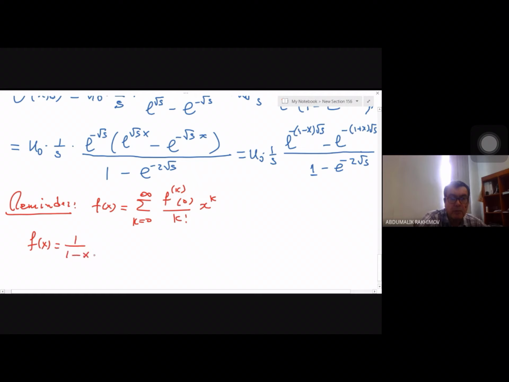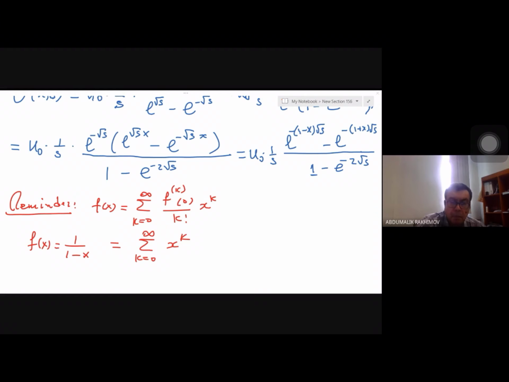Let me use f(x) equal to 1 over 1 minus x. If you write the Maclaurin series for this, it will be the sum over k from 0 to infinity of x to the power k. I'm not going to do this check, but you can check. It's x to the power k.